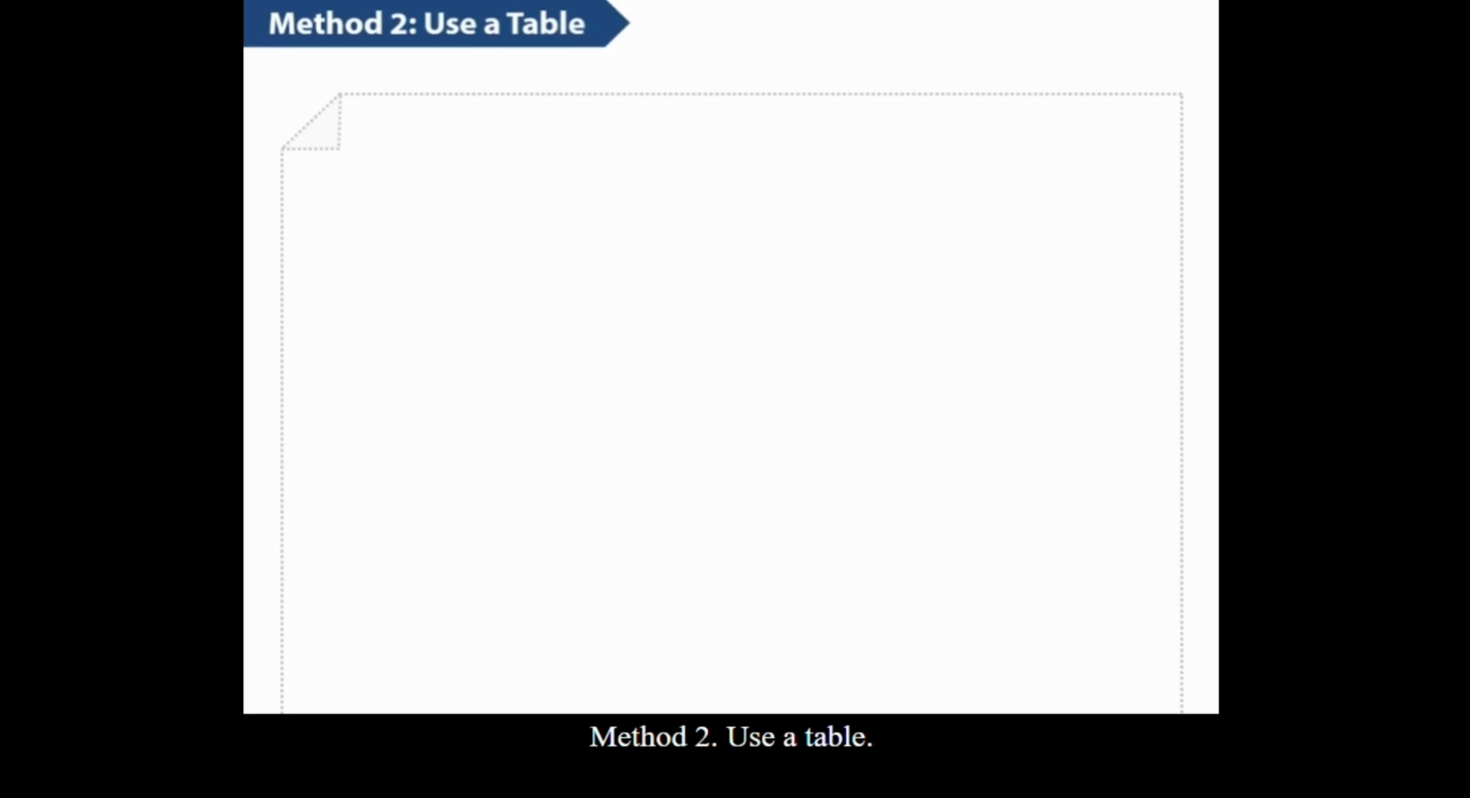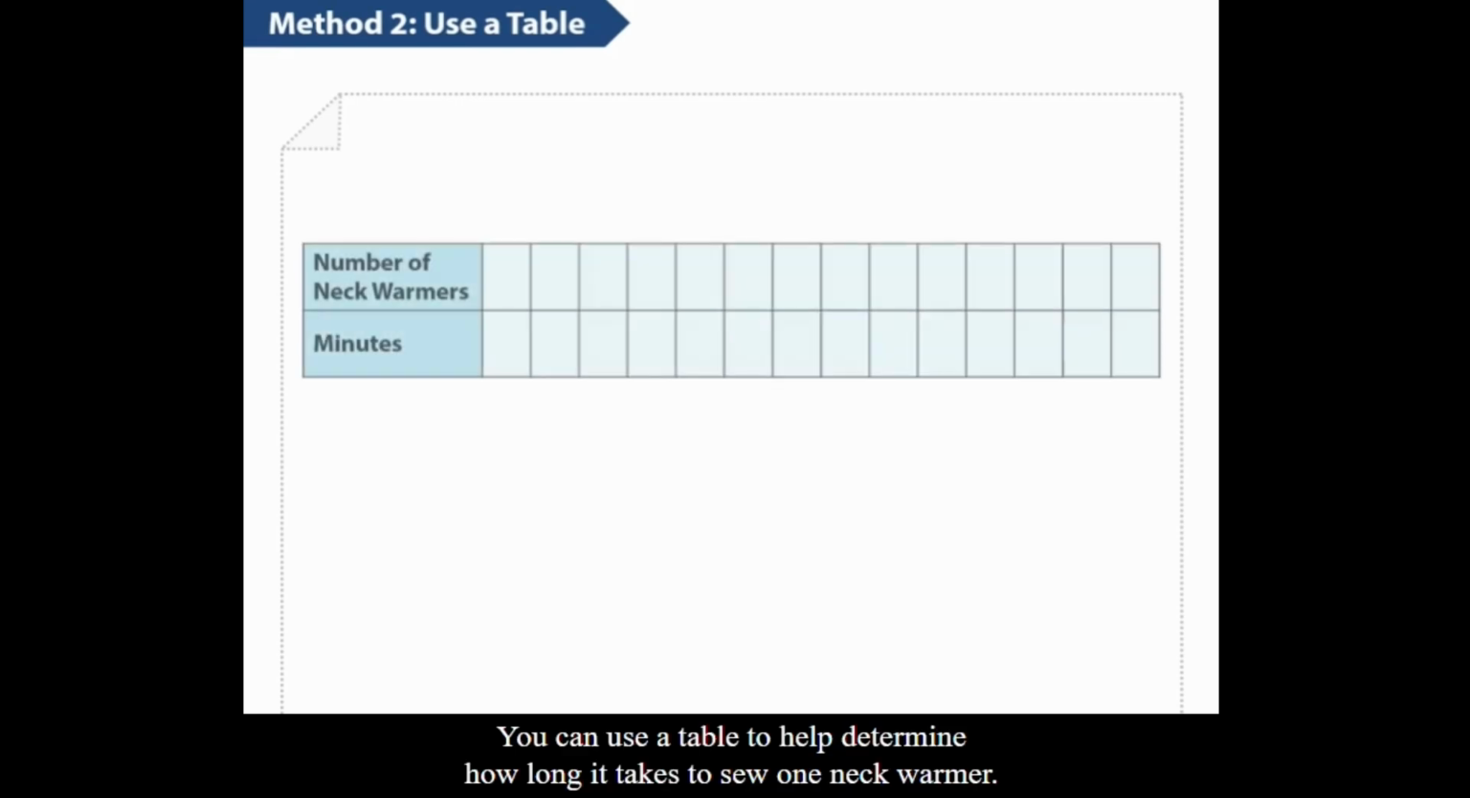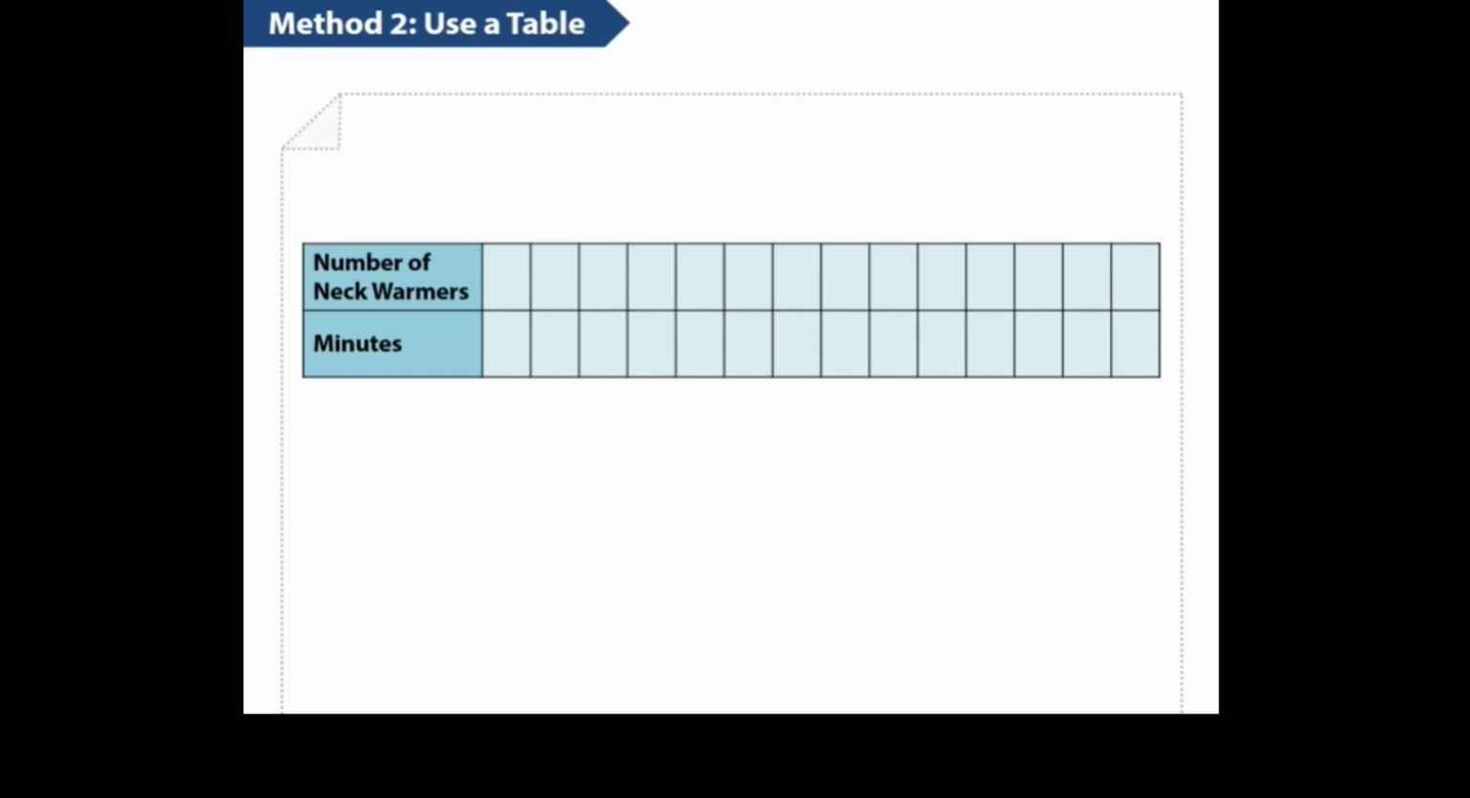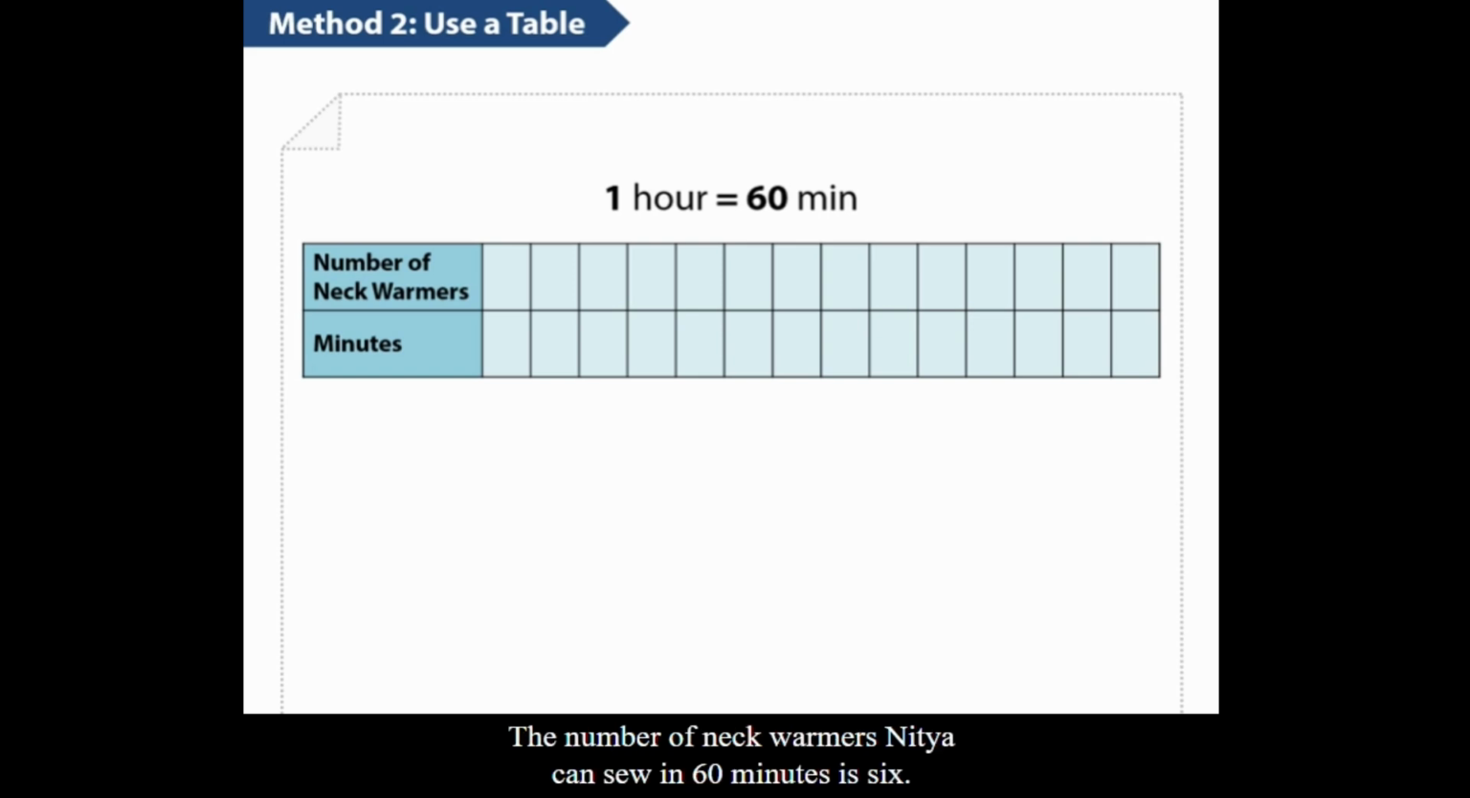Method 2. Use a table. You can use a table to help determine how long it takes to sew 1 neck warmer. First, change 1 hour to 60 minutes. The number of neck warmers Nitya can sew in 60 minutes is 6. Using the numbers from the table, you can calculate how many minutes it takes to make 1 neck warmer.